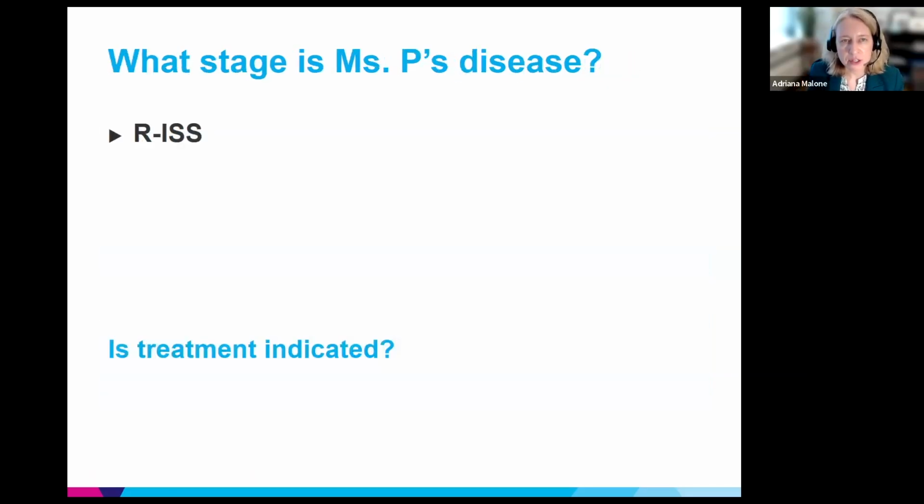And so going back to our patient, what stage is Miss P's disease? Using the revised ISS classification system, her beta-2 microglobulin was 6, and she also has the presence of a deletion 17p on FISH testing, leading her to stage 3 disease. And is treatment indicated for our patient? The answer for that would be yes. Treatment should be indicated for patients with symptomatic multiple myeloma or patients who have end organ damage, including CRAB symptomatology. Again, hypercalcemia, anemia, renal failure, or bony pain.